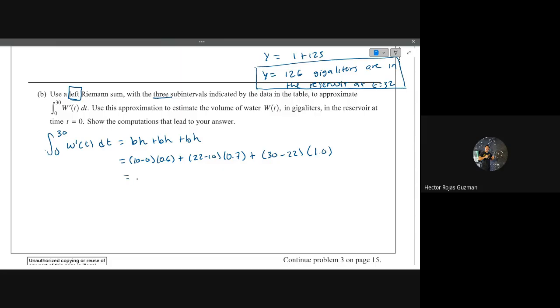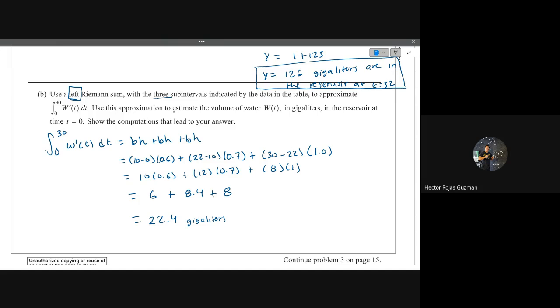And I would just work it out. 10 times 0.6 is 6. 12 times 0.7, that's 84, so 8.4. 8 times 1 is 8. 8 plus 6 is 14, plus 8.4 is 22.4 gigaliters. But I didn't finish reading the question, so let's see.